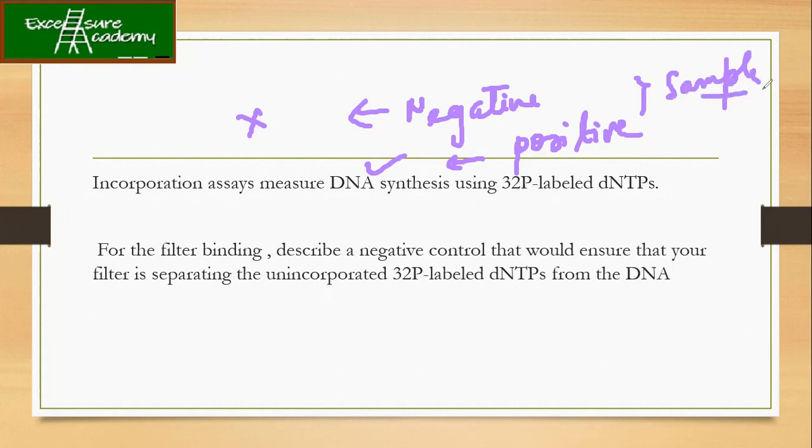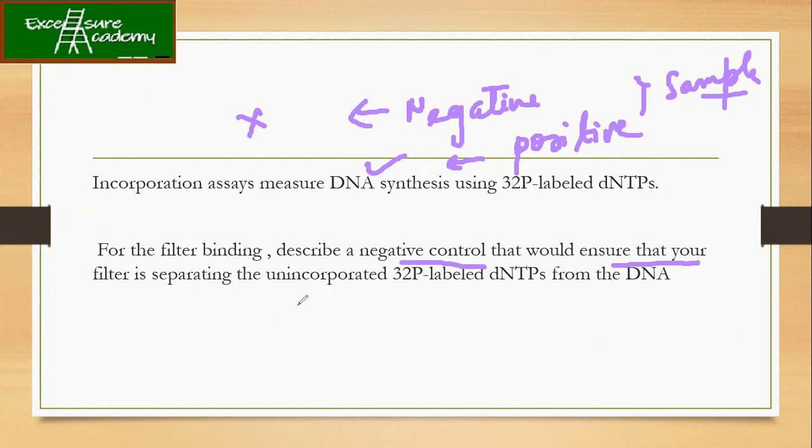So in the same way, in the incorporation assay, the question was asked regarding the filter binding. If you go through the lecture video, you will see that we have talked about the filter binding in order to separate the unincorporated and the newly synthesized DNA. Over there, now we are asking for the negative controls that would ensure that your filter is separating the unincorporated labeled dNTPs from the DNA. ठीक है, तो अभी हम उसमें पूछ रहे हैं कि नेगेटिव कंट्रोल आप क्या यूज कर सकते हैं. अगर आपको मालूम है then you can really easily give the answer. नहीं भी मालूम है then also you can actually think about it.